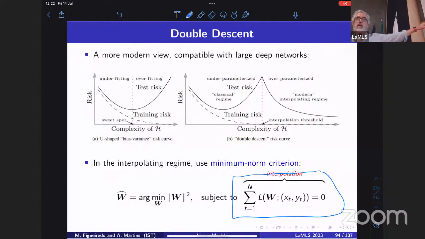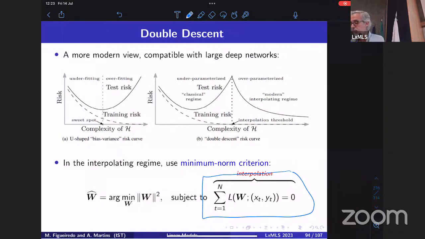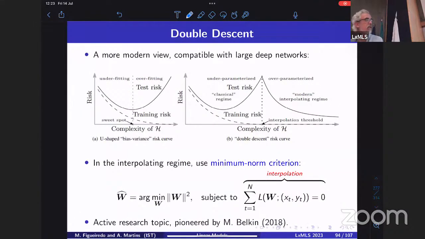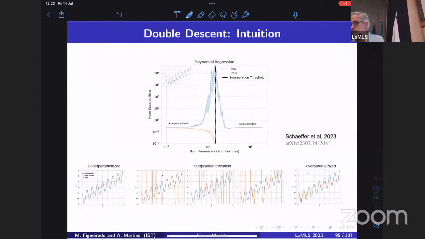It changes, right? Instead of weighting the two and trying to minimize the sum of the two, I'm going to fix one at zero because I can, and minimize the other. Okay, it is a different criterion. It's called a minimum norm criterion. This is an active research topic. There are papers. I'll show you some results, from a paper from last month, in the next slide. So let's see if we understand intuitively why this works.